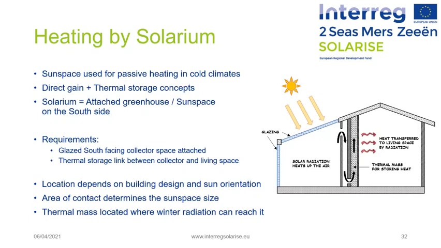The basic requirements of this type of building are a glazed south-facing collector space attached, yet distinct from the building, and a thermal storage link between the collector and living space for heat transfer. The location of the sun space depends on the building design and orientation of the sun. The area of contact between the sun space and the living space determines the size of the former. The thermal mass must be located where winter radiation can reach it.